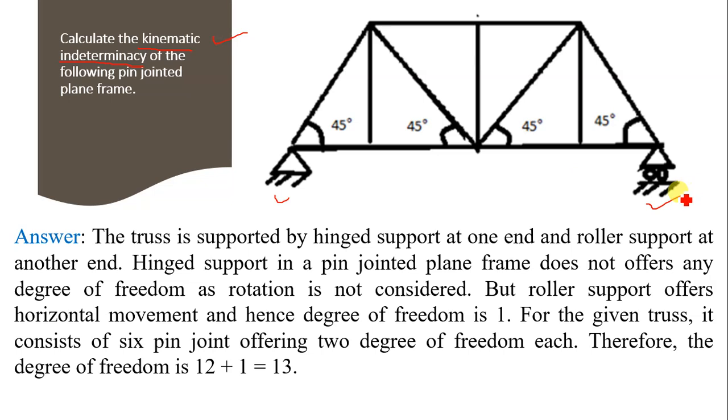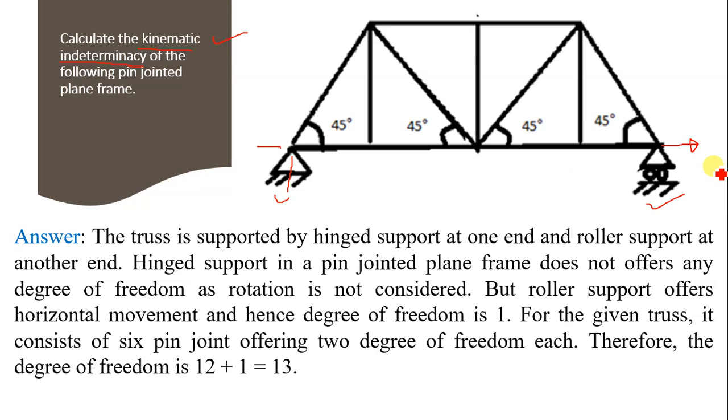And in case of a truss, we are ignoring the rotations, and we know hinge support, this is the hinge support, in a pin jointed plane frame does not offer any degree of freedom as rotation is not considered. So this joint cannot move either in horizontal direction or in vertical direction. But the roller support offers a single degree of freedom. This roller can move in this direction because there is no restraint in this direction. So this is 1 degree of freedom.